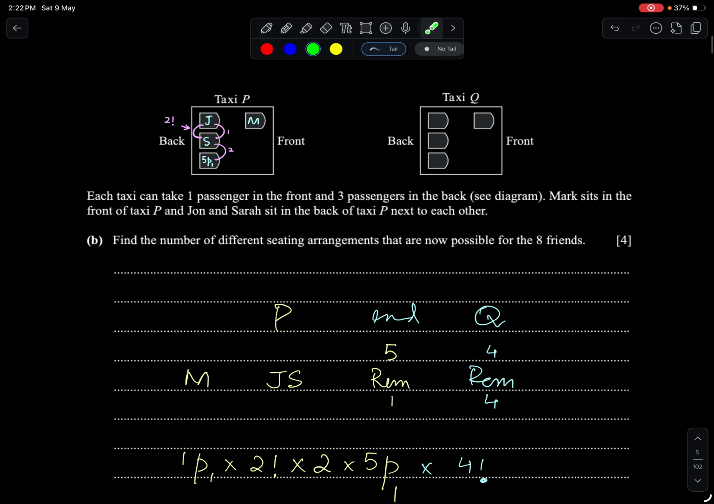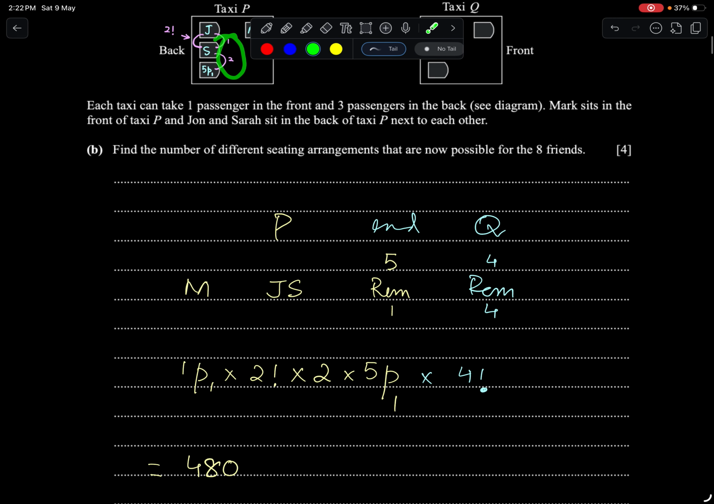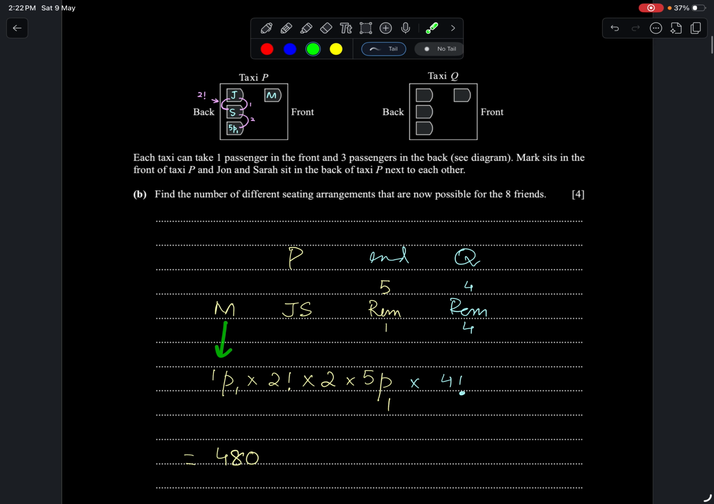See, John and Sarah can switch their places in 2 factorial ways and this group can switch their place in 2 ways. So for Mark, either write 1 or ignore it. John, Sarah 2 factorial and 2. Remaining person 5P1 and taxi Q random 4 factorial. 480.